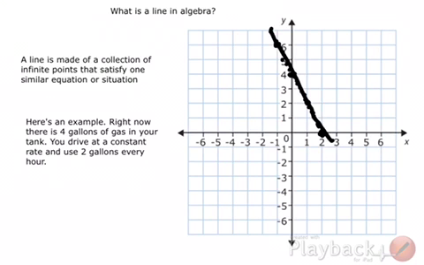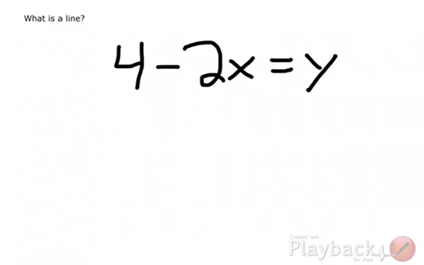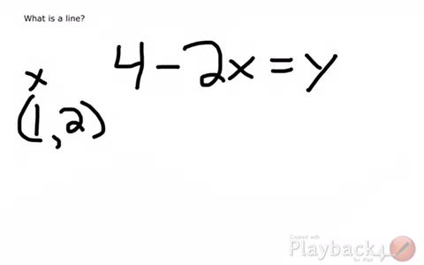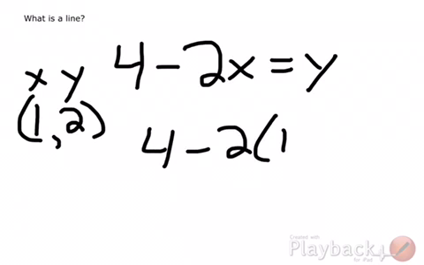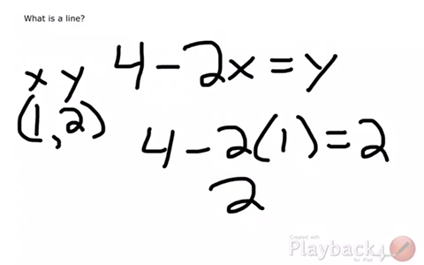Let's just take one of these points as an example. Let's take 1, 2. We said that that should be on our line. If we take 1, 2 as a coordinate point, we know 1, 2 is made of an x value and a y value. That will work in this situation. It will satisfy our equation. So if I just plug it in quickly and do the math here, 4 minus 2 is 2, and 2 equals 2.